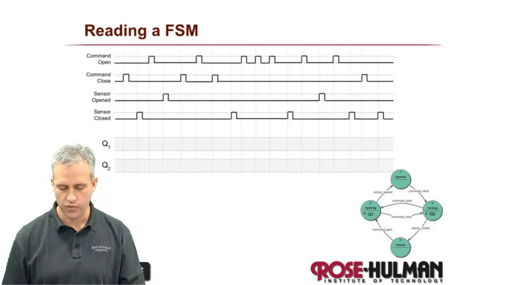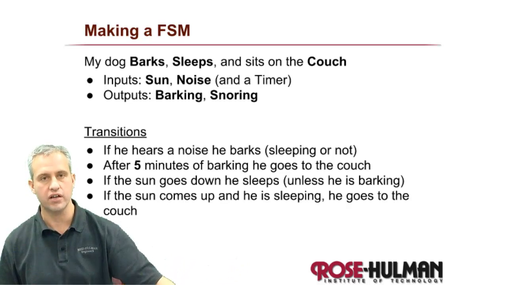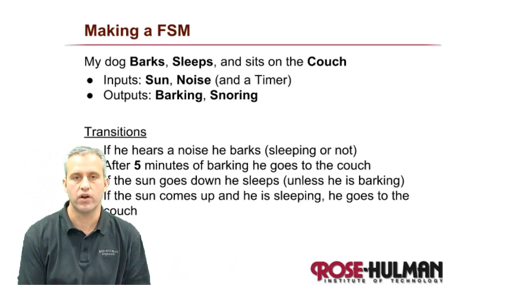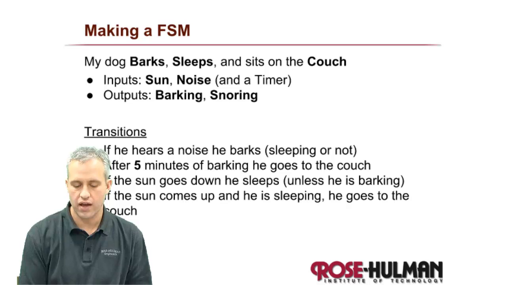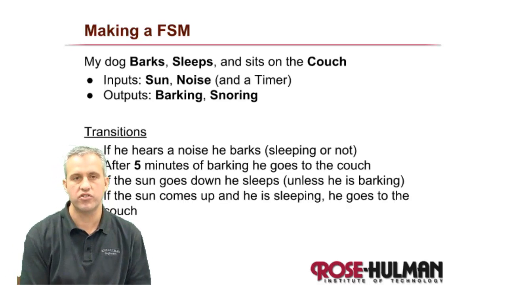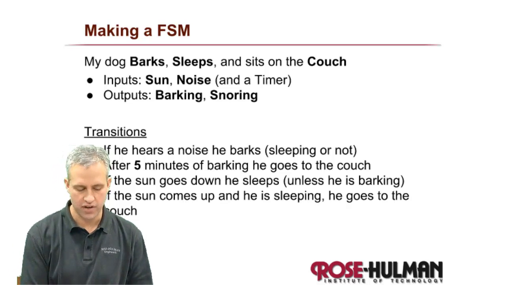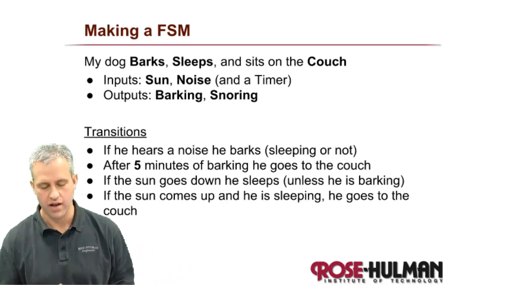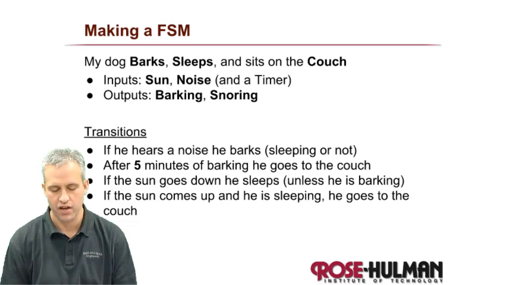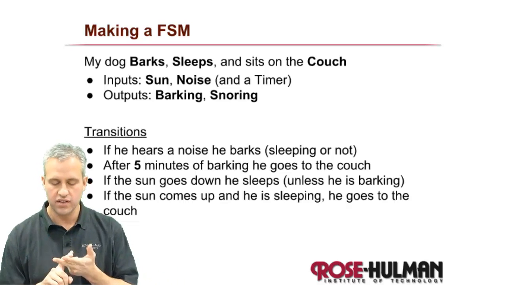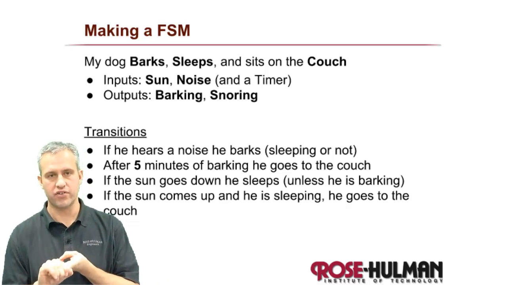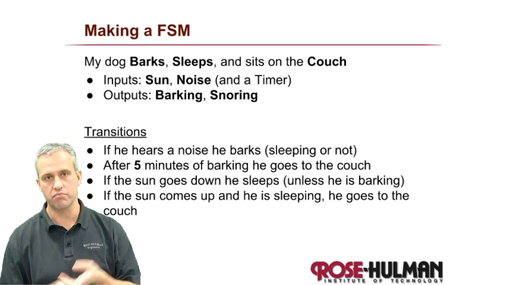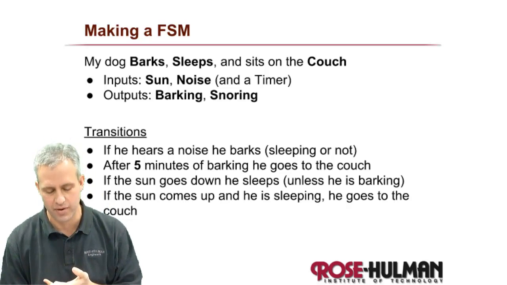We typically evaluate whether you can read a finite state machine with timing charts. It's a good way to do it. Let's see if you can build a finite state machine from a problem statement. So the problem statement here is a dog. This is a rather simple dog. It barks, sleeps, and sits on the couch. So there's three things it can do. So you've probably got a good idea for how many circles there are going to be.